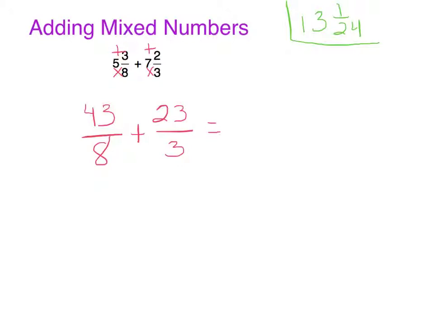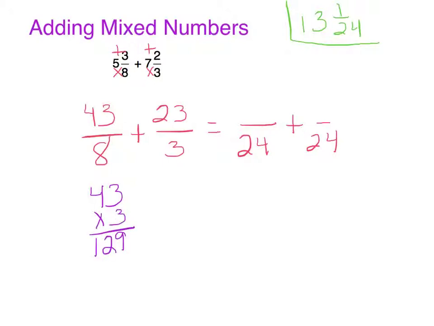To add these two fractions, we're going to need a common denominator. 8 goes into 24 3 times. 43 times 3 is 129. 3 goes into 24 8 times. 23 times 8 is 184.